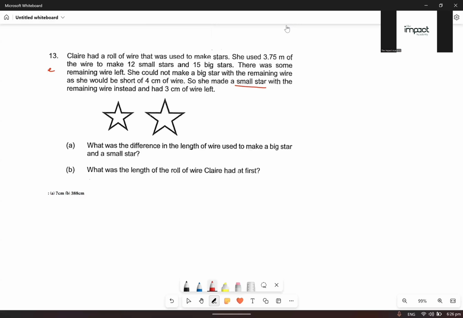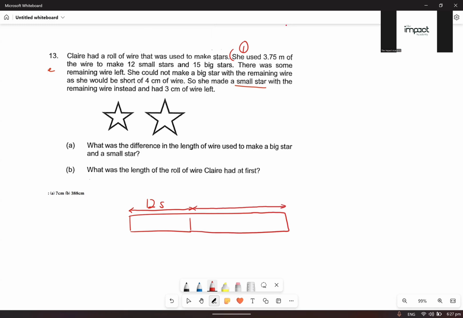Here we had a roll of wire. And with this roll of wire, she could make some stars. Anything to write? No. Sentence number 1 says she used 3.75 meters of wire to make how many small stars? Let's draw a model over here. This is excess and shortage for sure. 12 small. How many big? 15 big. Am I making sense?